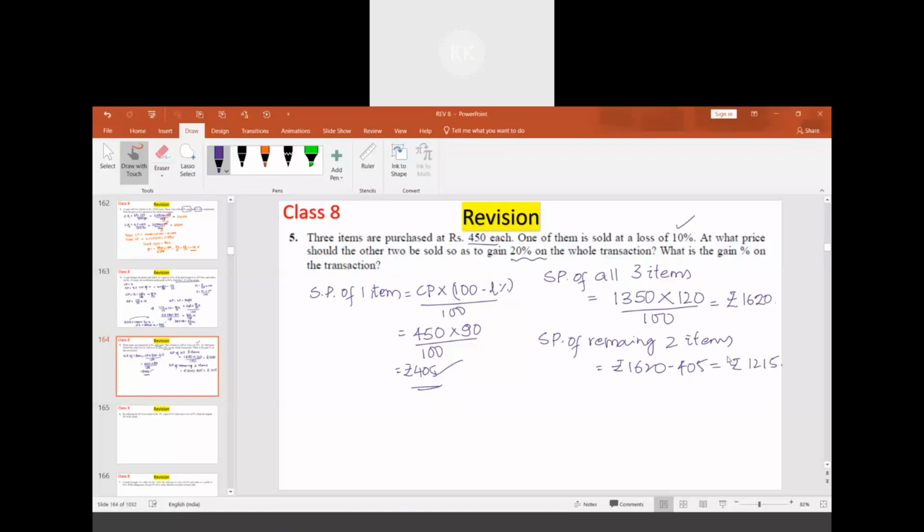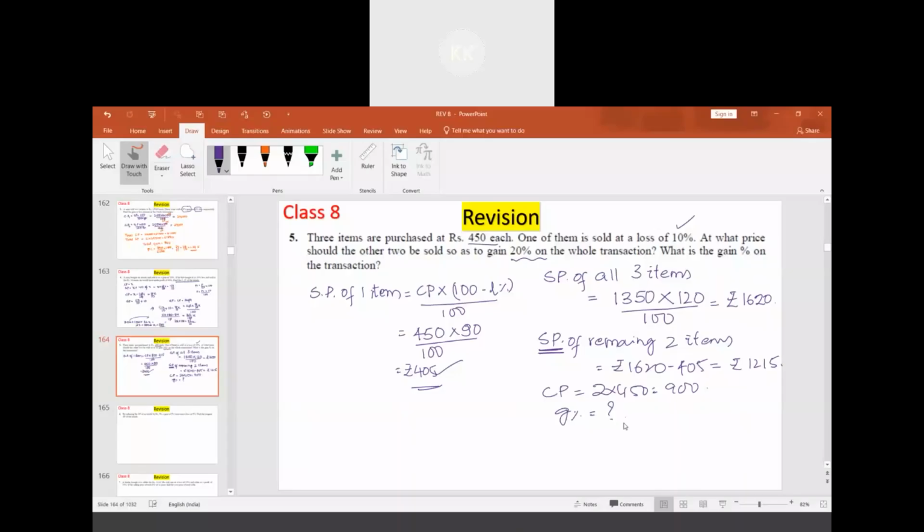Now by this we have to find out the gain percent on these two items. How do we do that? CP is what? Two items, no? 2 times 450, 900. So we need to find the gain percent. How do we do that? SP is known, CP is known, so we can find out the gain. What is the gain here?